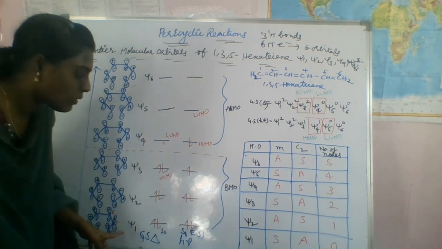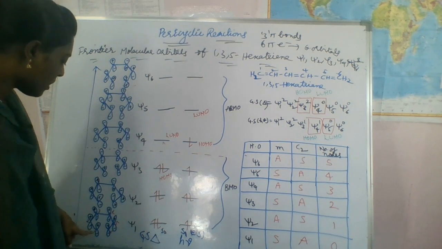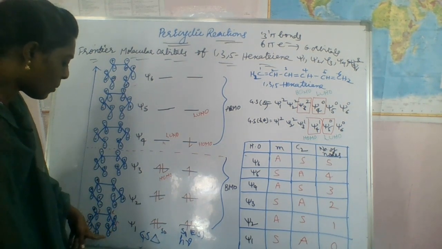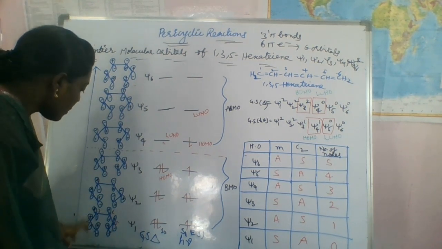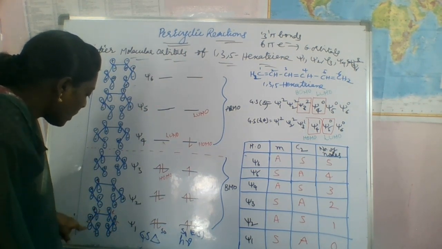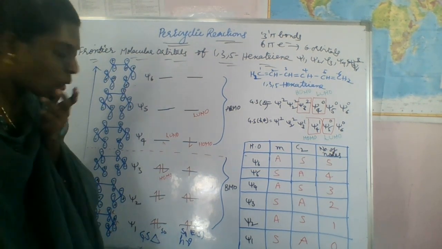In the first, psi 1, there is no node, right? Like that we have to write this. See here, all are positive lobes at the upper side and negative lobes at the lower side, right? So there are no nodes. All the upper lobes are plus, and what about the lower lobes? Minus, right? So there are no nodes.